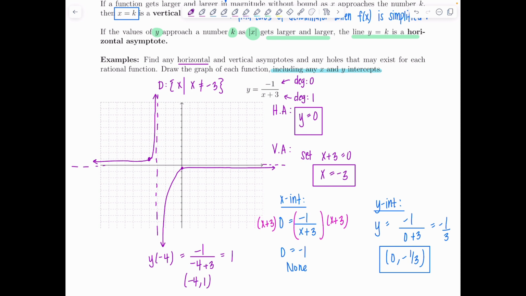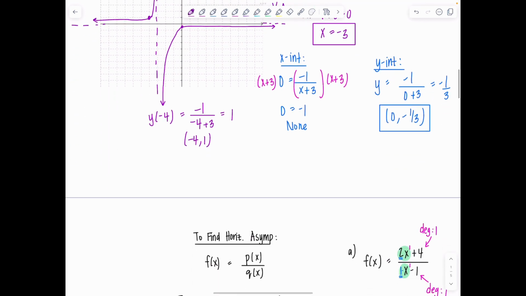Okay, how was that one? Good. These are a little tricky to get used to, but just keep practicing. You got this. Okay, let's look at another example.